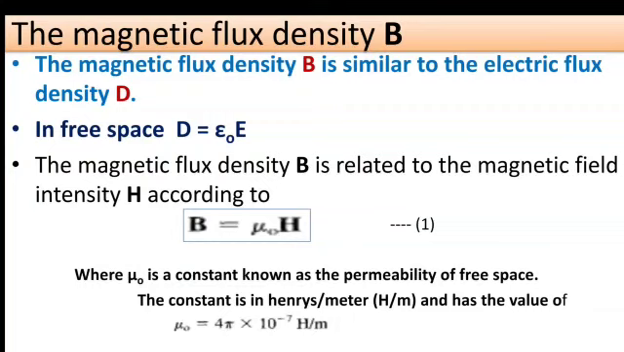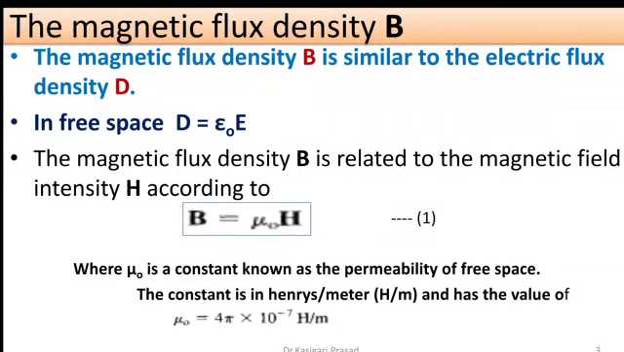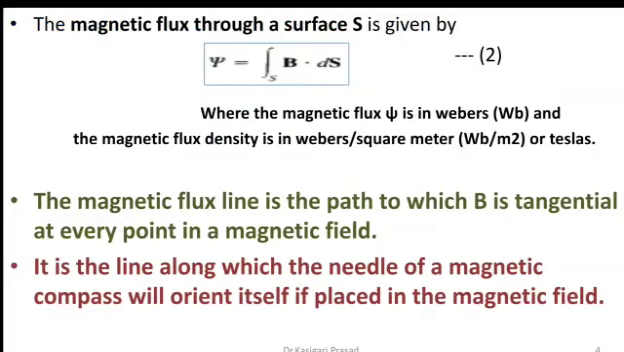The magnetic flux density B is related to magnetic field intensity H with a relation B is equal to mu naught H, where mu naught is a constant known as the permeability of free space. The constant mu naught is in henries per meter and has a value of 4 pi into 10 power minus 7 henry per meter. So this is about mu naught. The magnetic flux density B is related to magnetic field H with the relation B is equal to mu naught into H. This is our first equation.